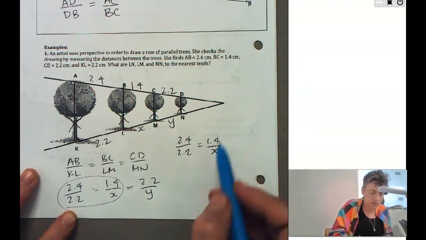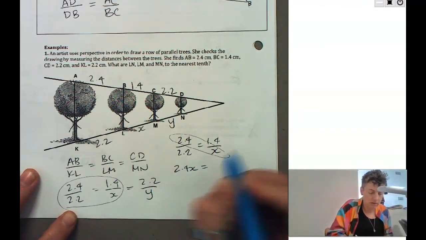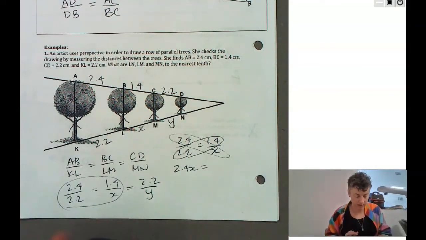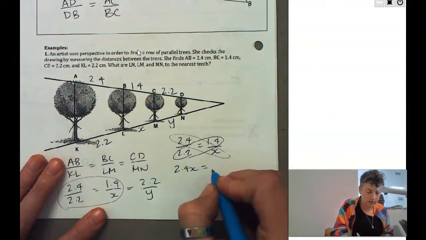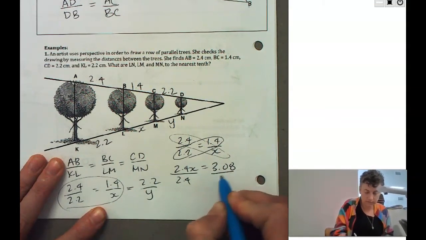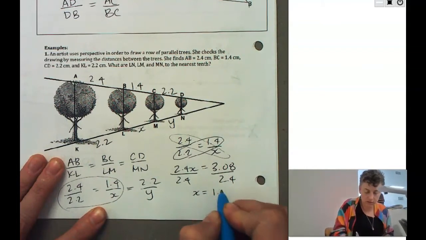Let's do some cross multiplying, shall we? 2.4 times x is 2.4x. 2.2 times 1.4. I'm going to have to get out my handy dandy calculator, because I don't know that one off the top of my head. Maybe you do. That would be cool. 2.2 times 1.4 is 3.08. And let's do some division. We'll get x equals, rounded to the nearest tenth, 1.3.